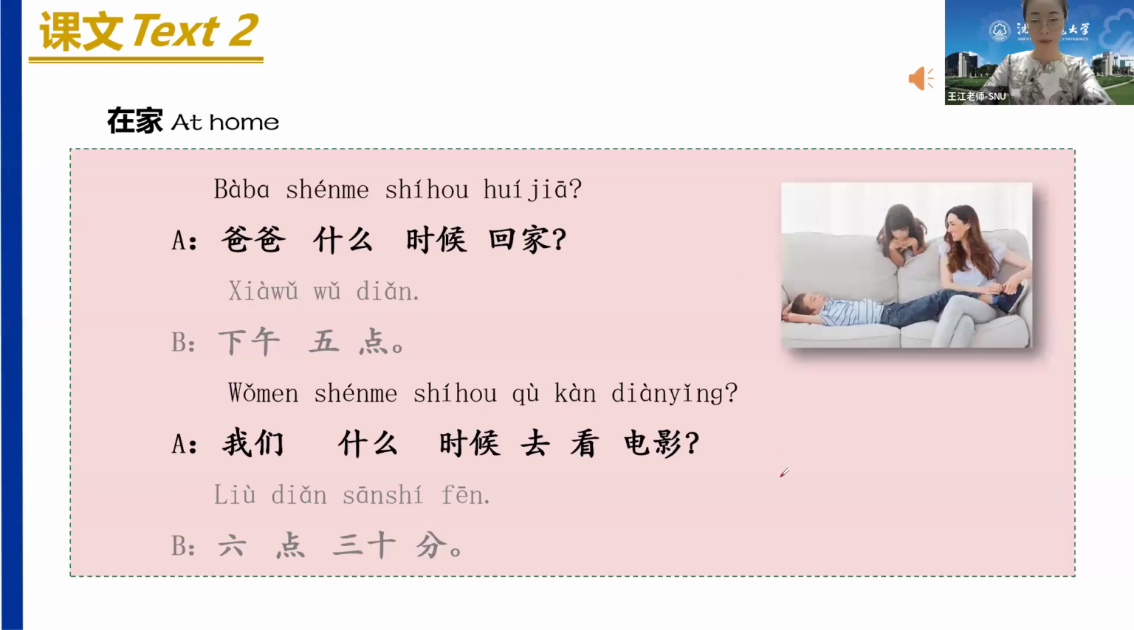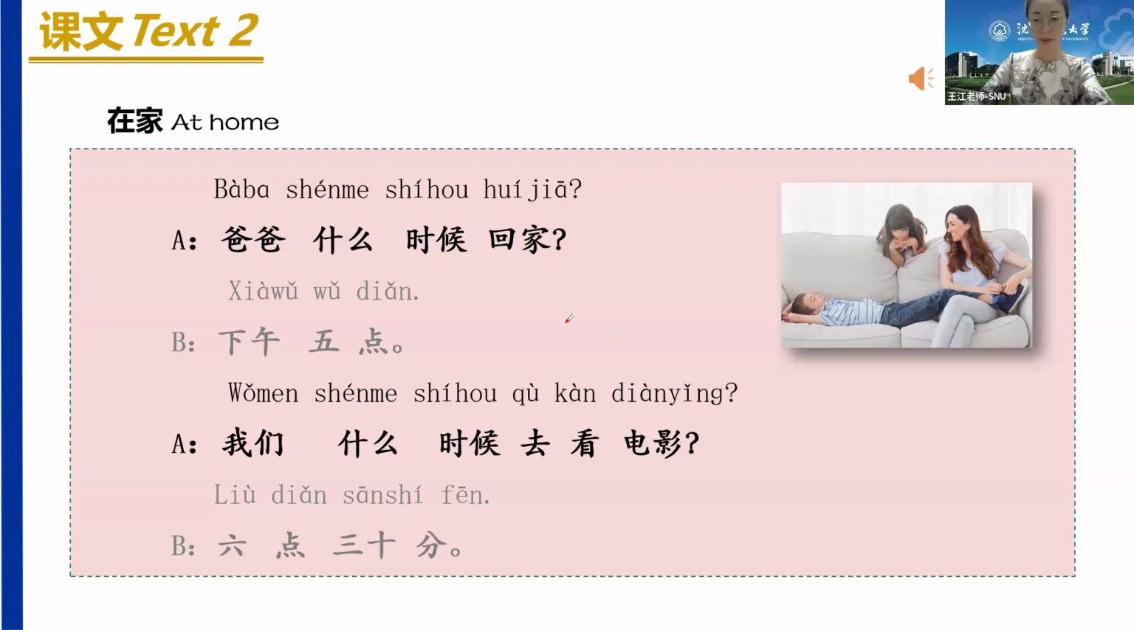课文2， Text 2. 爸爸什么时候回家？ 下午5点， 我们什么时候去看电影？ 6点30分， New words. 时候， 时候 回， 回 我们， 我们 电 电 影， 影。Okay, text 2.